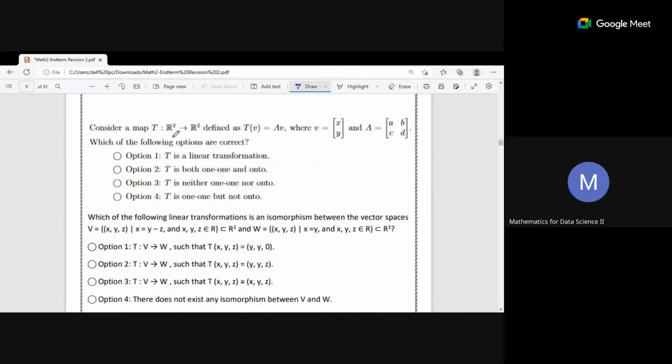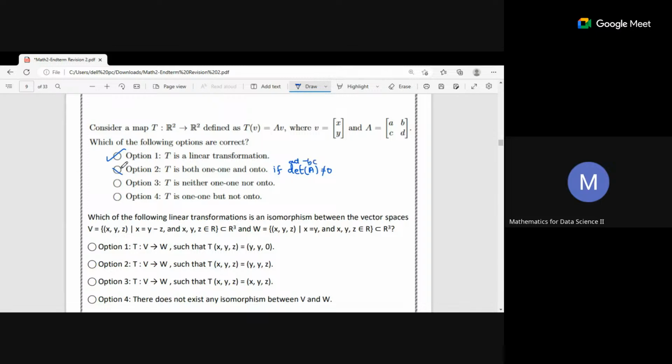Consider a map T from R2 to R2 defined as TV is equal to AV, where V is (x, y) and A is [a b; c d]. Which of the following options are correct? T is a linear transformation. Is that correct? Yes, ma'am. T is both 1 to 1 and onto. You need a condition here. If AD minus BC is not equal to 0. So AD minus BC not equal to 0.